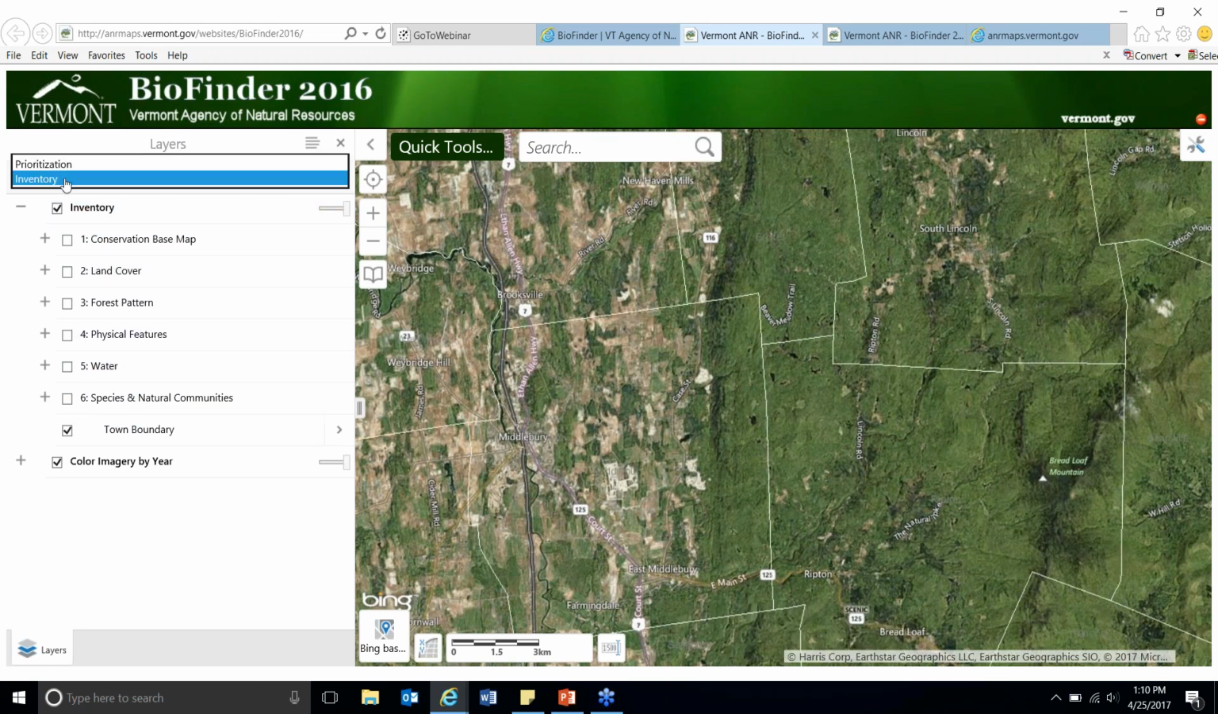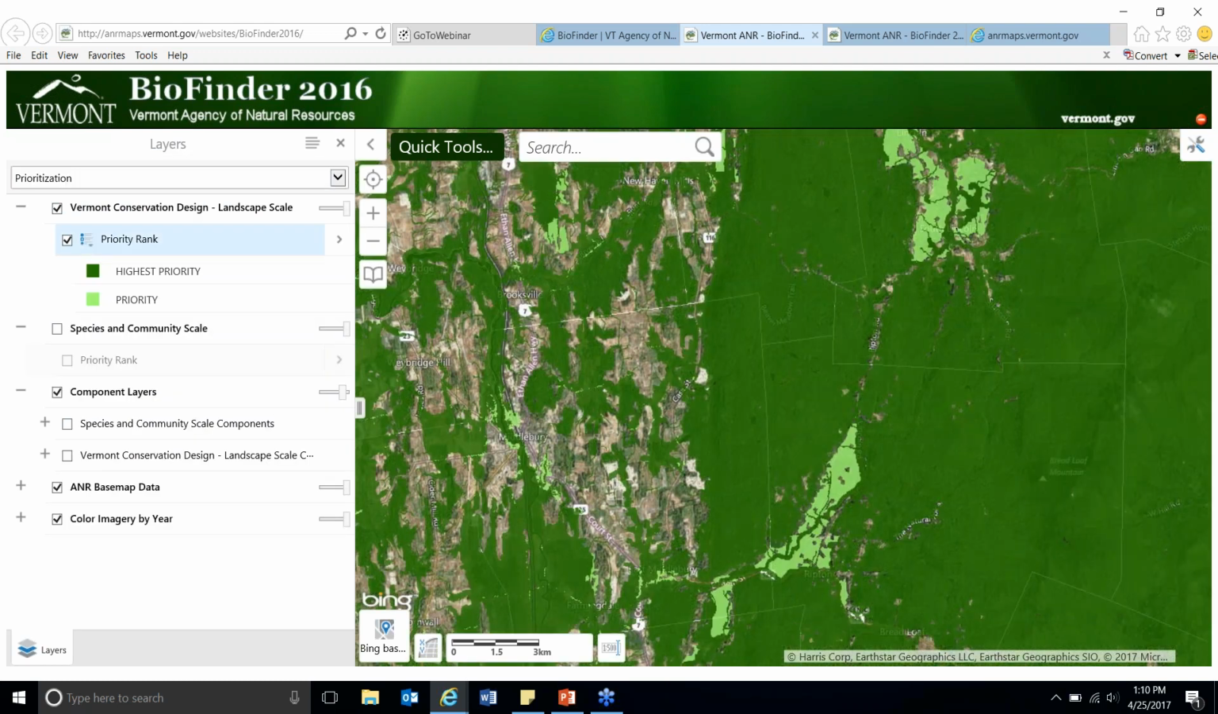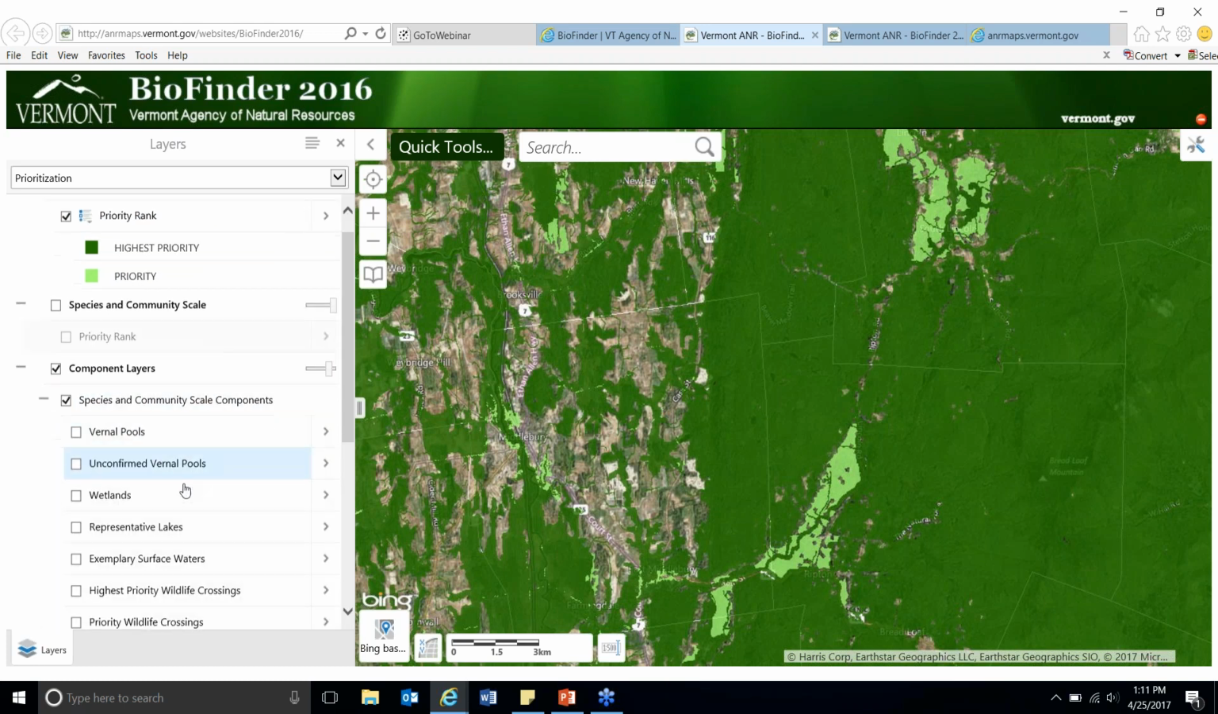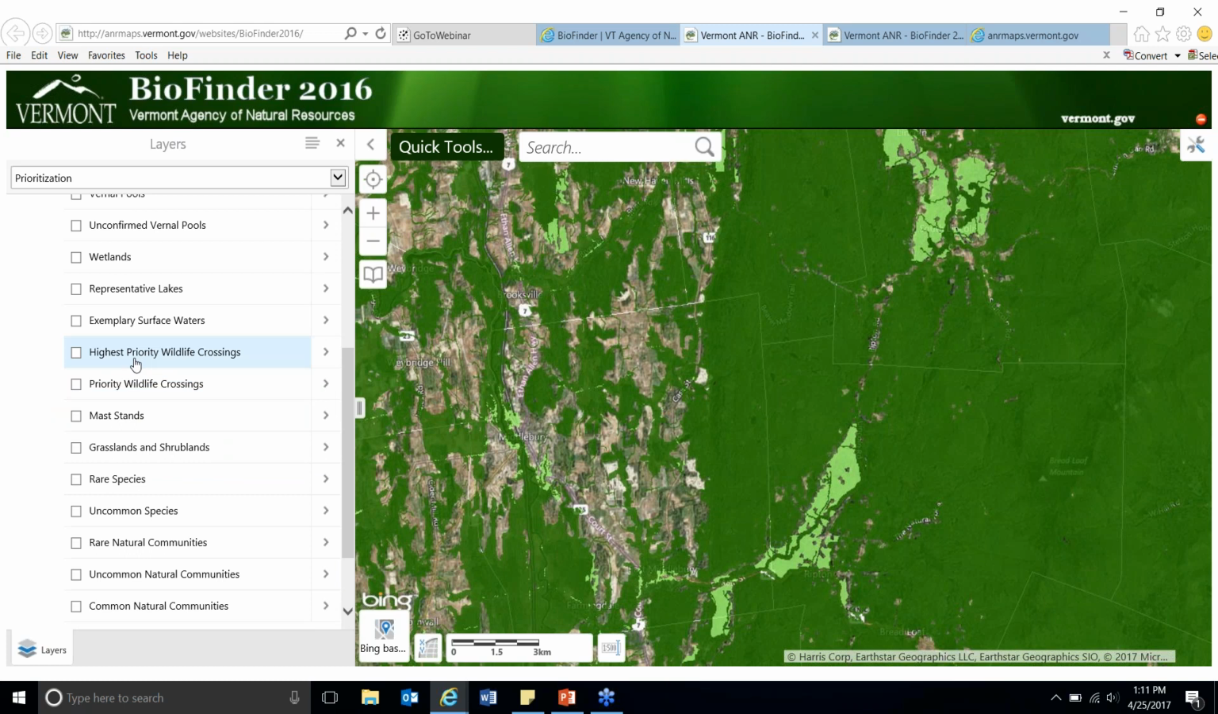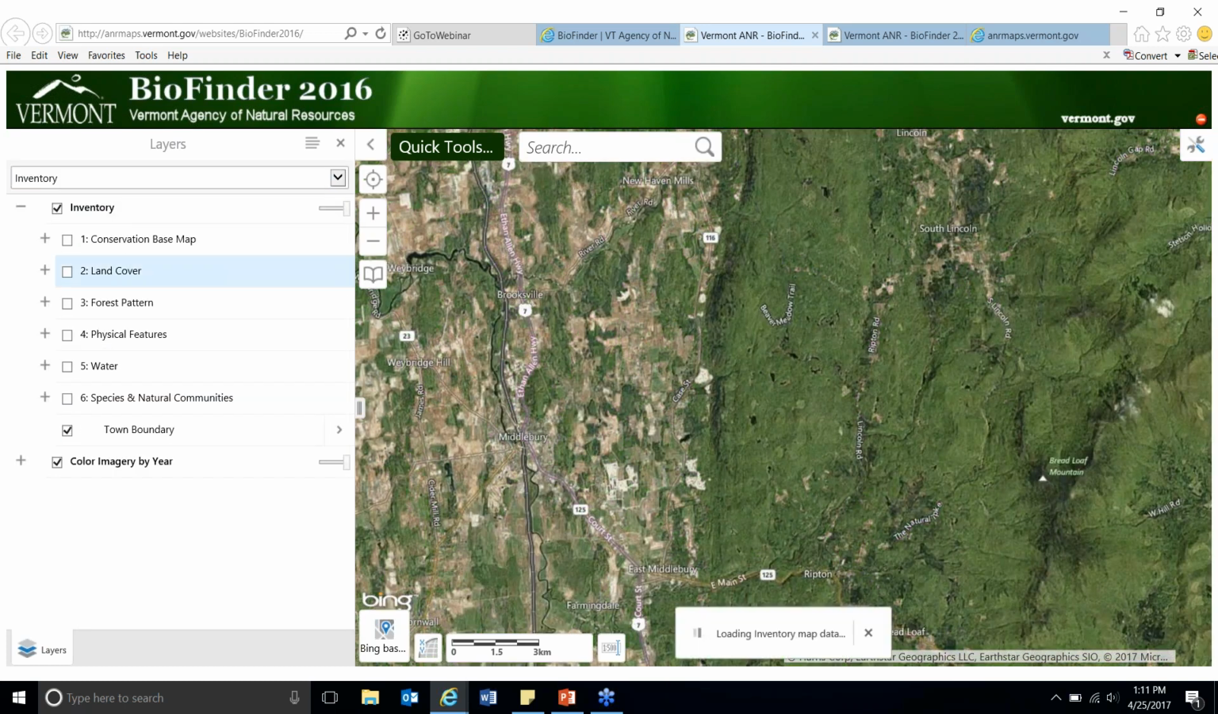Now the difference between these two tabs is essentially this. Prioritization is where BioFinder is really a special resource that sets it apart from other places. This is really the state's, the Agency of Natural Resources' way of assigning priorities across the state. And so even a lot of these component layers, if you look down here, some of these are listed by priority level. However, the inventory theme gives you just straight raw information.